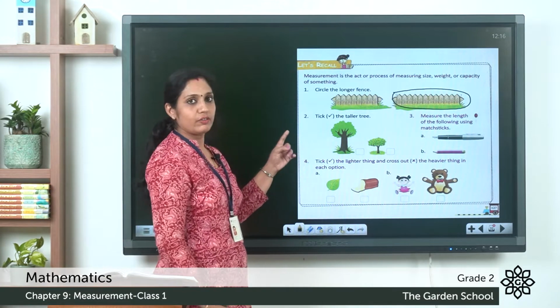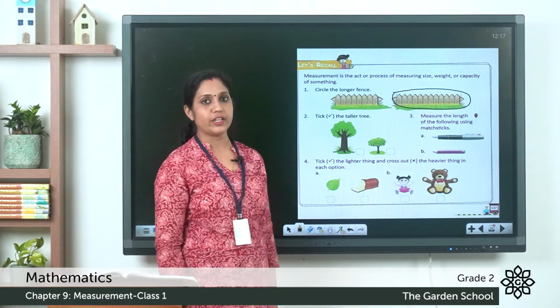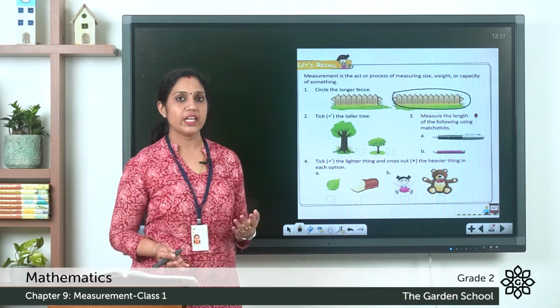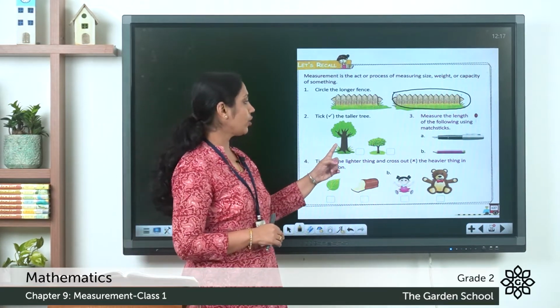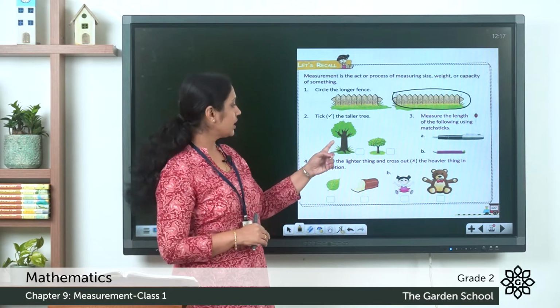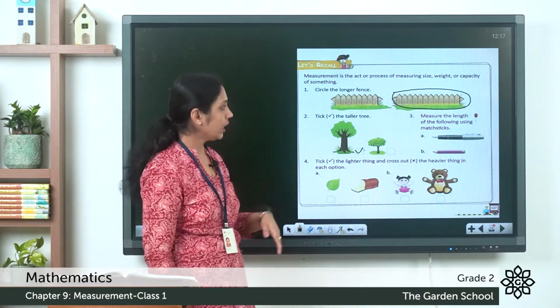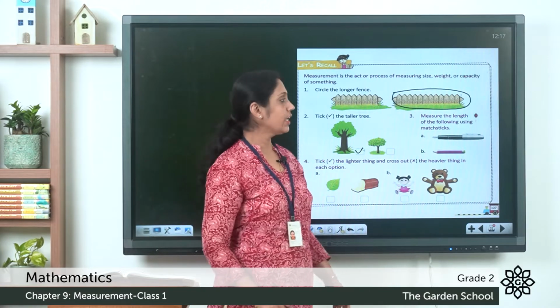The second one, we have to tick the taller tree. So you can see two trees. We have to find out which tree is taller. Is this tree taller or is this tree? So this is the taller one. We have to tick it. And now let's look at the third question.